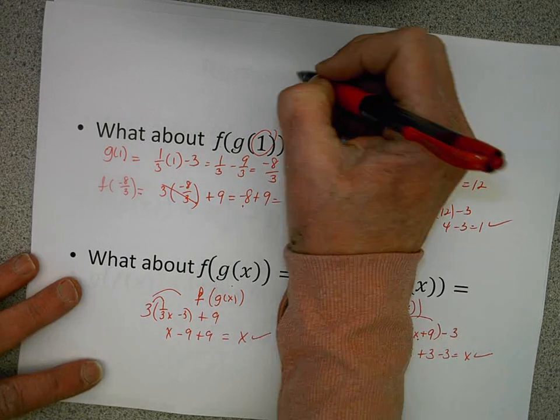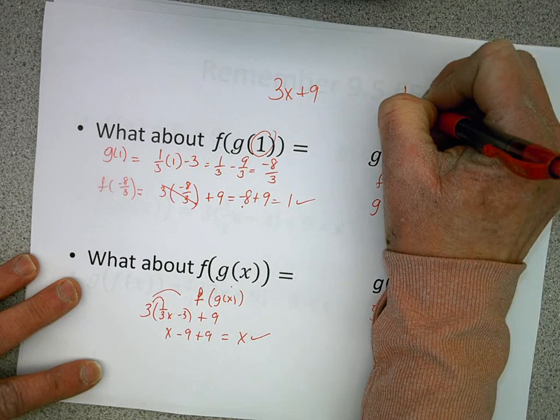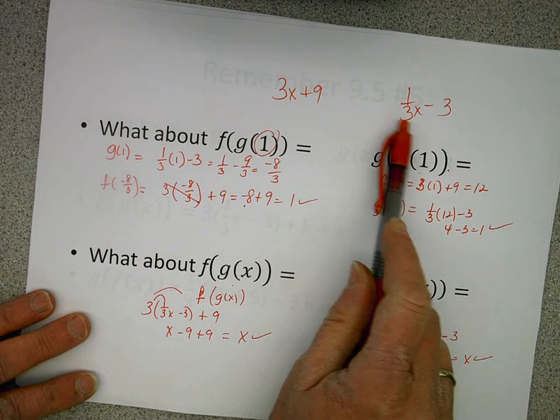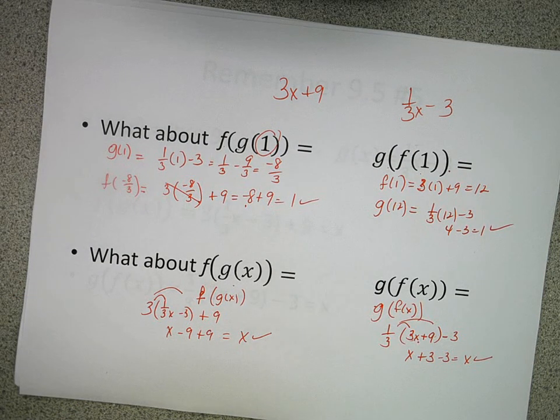Now let's talk about this a little bit. This is our two equations. Do they look like inverses? Maybe a little bit. One of them you're multiplying by 3 and adding 9. The other one you're dividing by 3 and subtracting 3. We'll talk about why they're inverses a little bit more in a second.